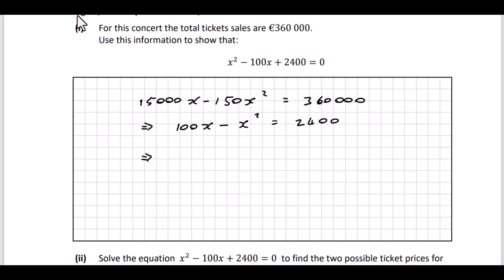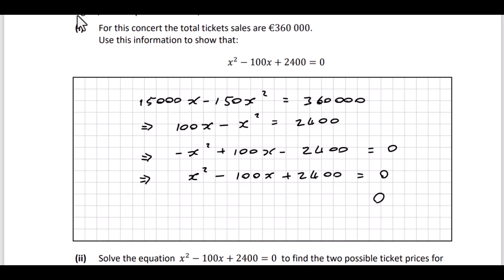So all you've got to do is bring everything over to one side. Let's just take the left hand side. So I've just brought the 2,400 over to the left hand side. Now I'm almost there. What I've got is the answer, but with the signs wrong, if you like. So what I've got to do is multiply every term by minus 1. So if I multiply the first one by minus 1, I'll get x squared. Multiply the second one by minus 1, I'll get minus 100x. Multiply the minus 2,400 by minus 1, I'll get plus 2,400. Multiply the 0 by minus 1, I'll get 0. That is it. That's the end of that part of the question.